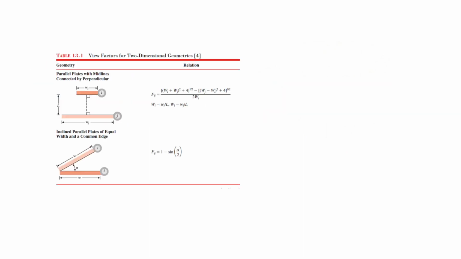Now for other different kinds of geometries, we have table number 13 in the book that you can use. So this formula I had already kept in the slide. Similarly, for another kind of geometry whereby we have parallel plates of equal width and common edge, we can write this view factor Fij is equal to 1 minus sine of alpha by 2.